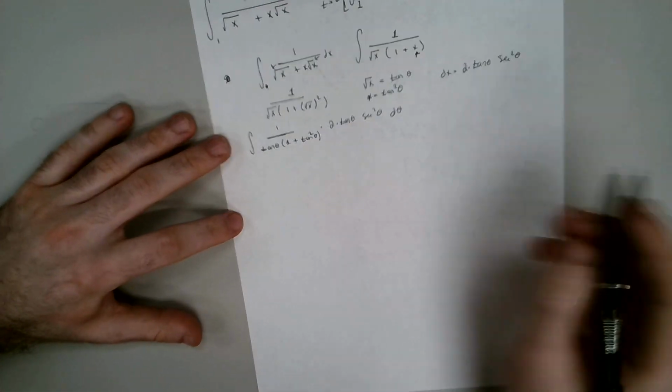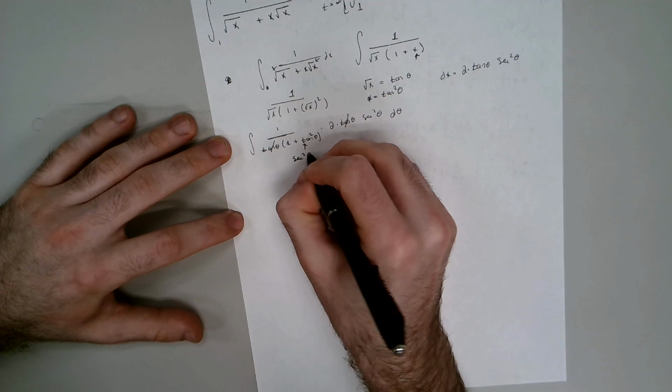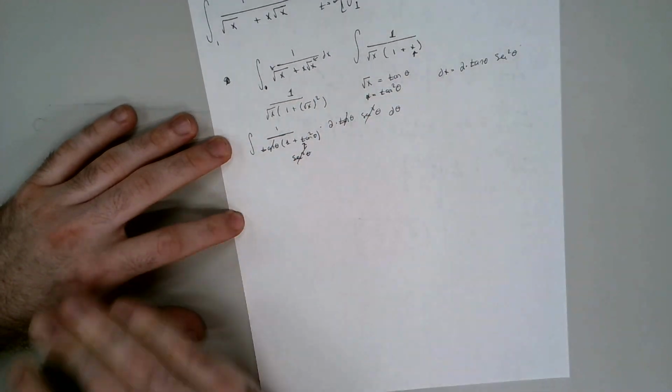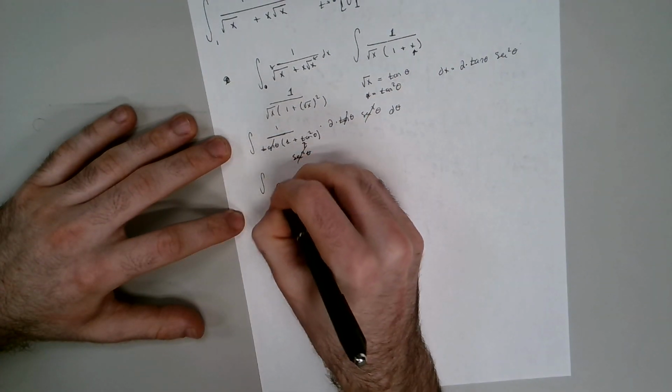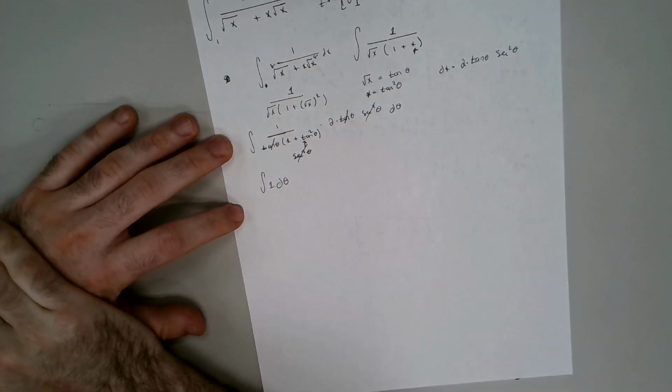Now it's kind of useful. Our tangents are going to cross out. This is going to become a secant squared theta, which is going to cross out with this secant squared. So we're just going to have an integral with d theta, and that's actually pretty easy to integrate. We're just going to get theta.